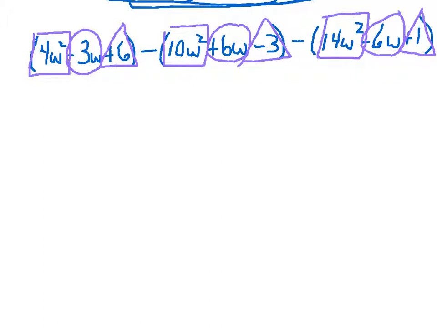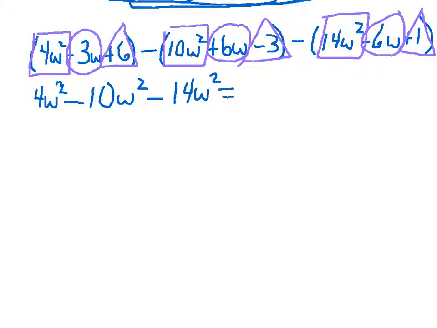Alright, we're going to put our rectangles up. We got a 4w squared. We have a minus sign between the first two parentheses. Our next rectangle is 10w squared. We have another minus sign between the second and third parentheses, and our last rectangle is 14w squared.